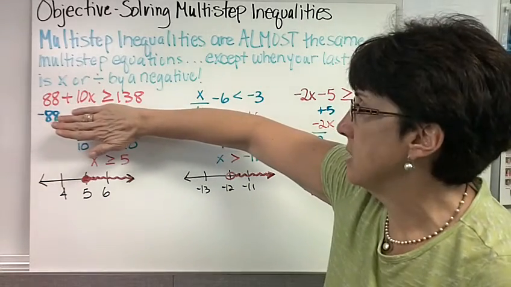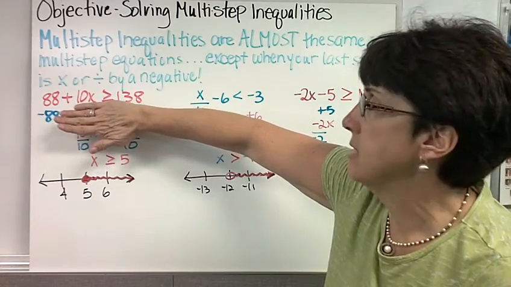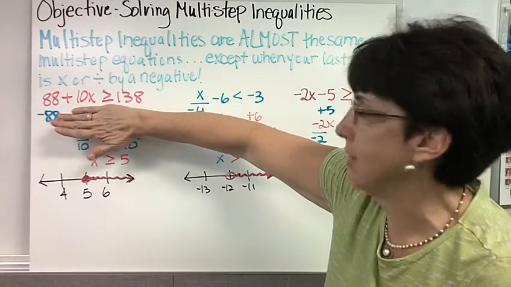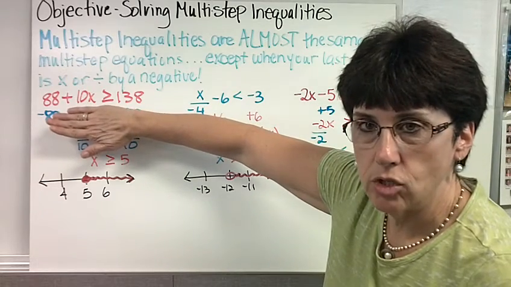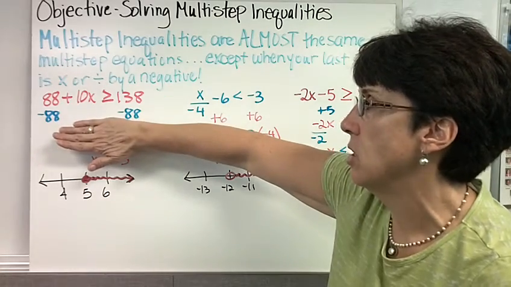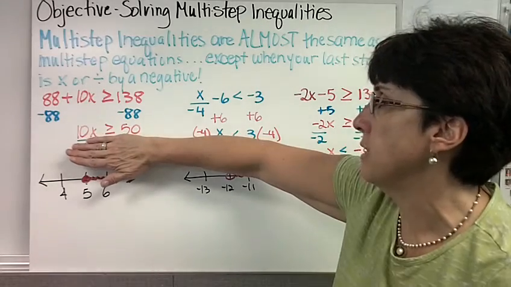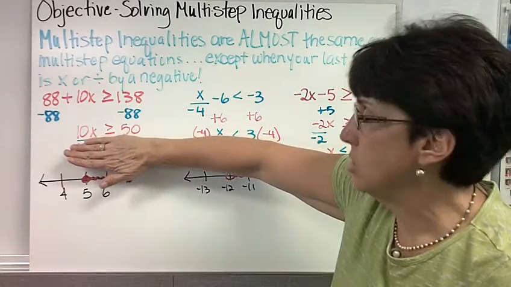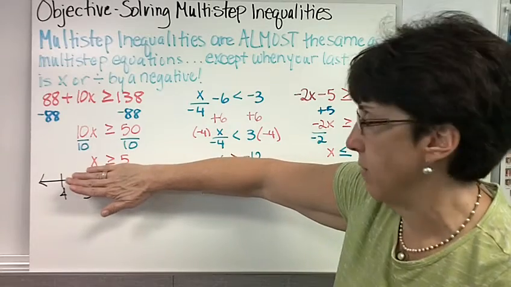88 plus 10x is greater than or equal to 138. And this is a nice problem already because there's no negatives, huh? All right, our 10x is all by itself, so all we need to do is move the 88. So we'll subtract 88 from both sides of the equation, which leaves us 10x is greater than or equal to 50. Do the inverse operation, divide both sides by 10, we get x is greater than or equal to 5.